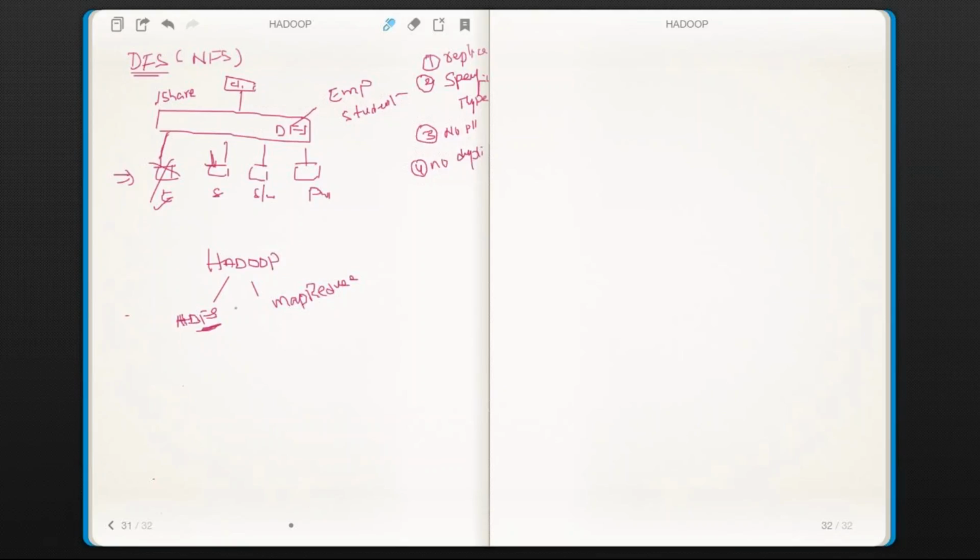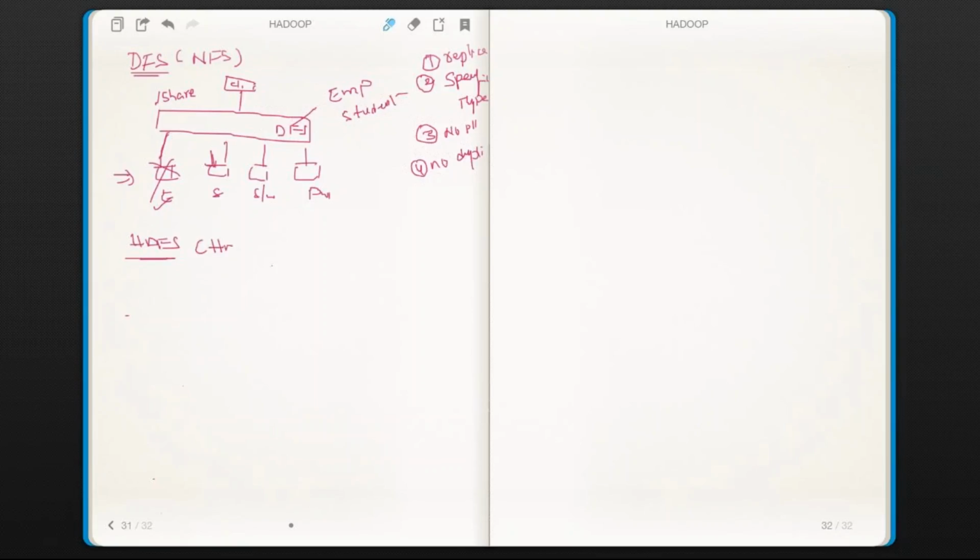Then HDFS comes into the picture. These limitations are overcome by HDFS. How does HDFS overcome these problems, guys? Who will answer? Anisha?